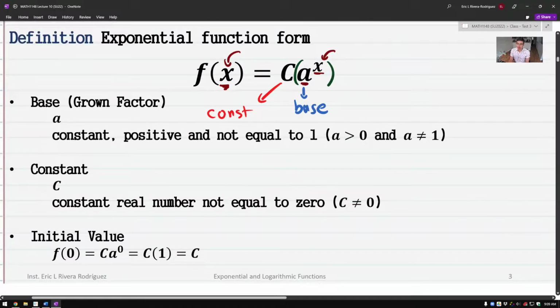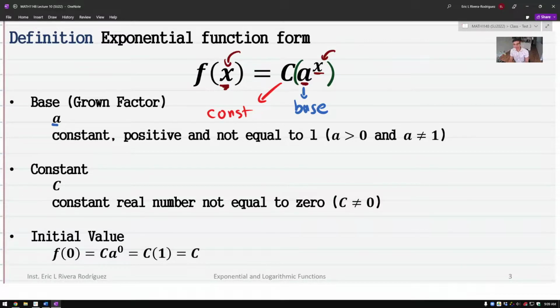So, using blue for A. A, we are going to call it the base of the function. Okay, it's going to be constant. It's going to be positive, and this is going to be interesting. Why should it be just positive?